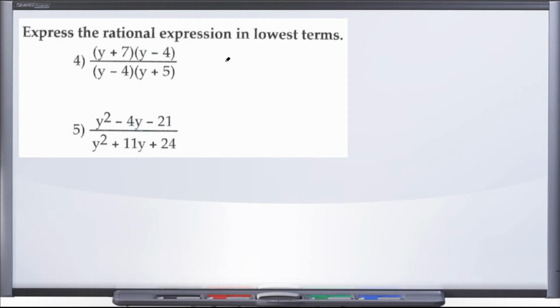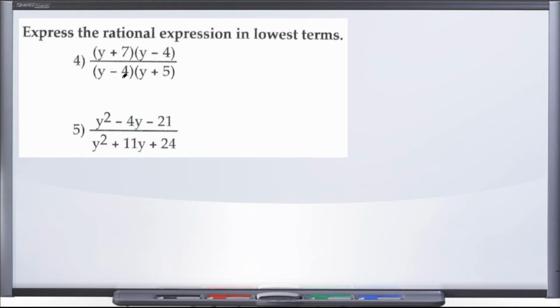All right, so taking a look here at questions 4 and 5, we are asked to express the rational expression in lowest terms. With number 4 here, you can see that we already have an expression in factored form. Meaning, if you take a look at 5, in our numerator we have a polynomial, in this case a trinomial. In the denominator, we have a trinomial, both of which are not factored. Compared to number 4, where each our numerator and denominator have been factored.